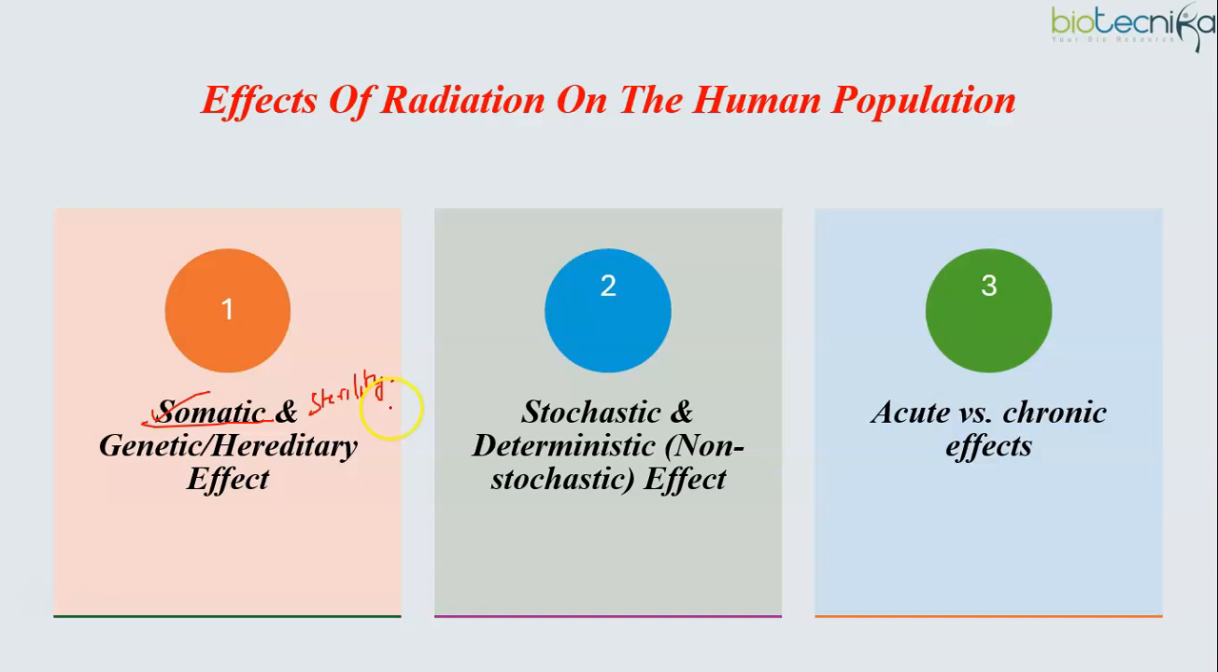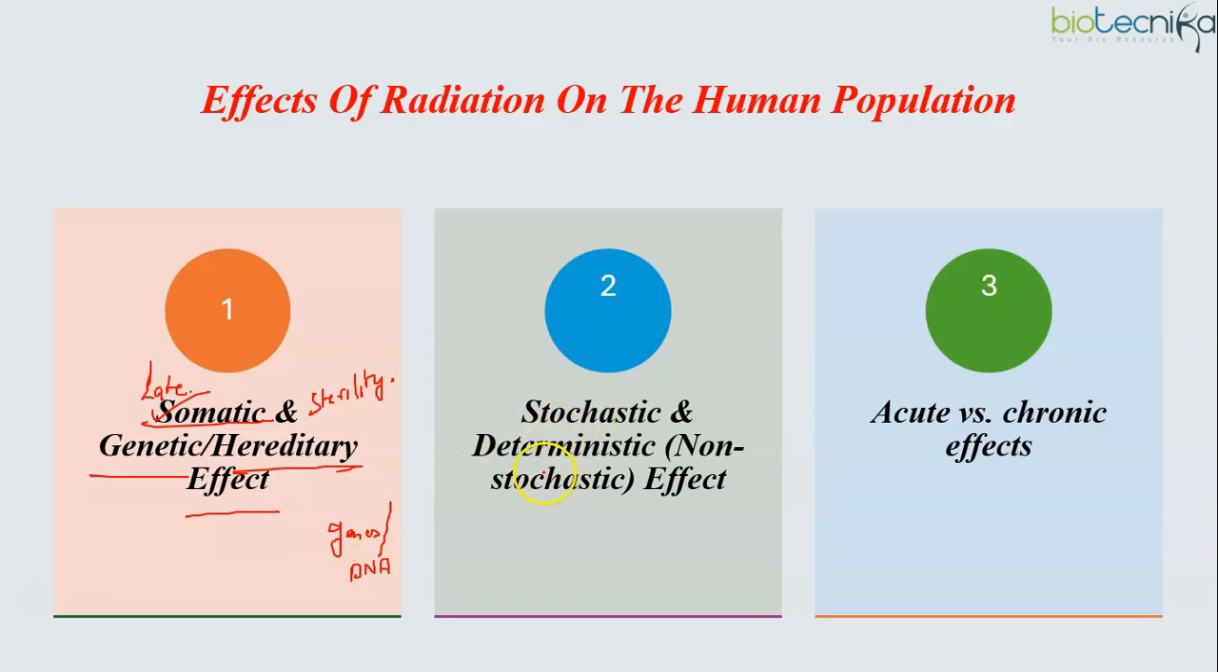Carcinogenesis expresses itself as a late somatic effect in the form of acute or chronic myeloid leukemia or some solid tumors, for example in skin, bone, lung, thyroid or breast. However, genetic or hereditary effects are radiation-induced mutations to individual genes and DNA that can contribute to the birth of defective descendants.